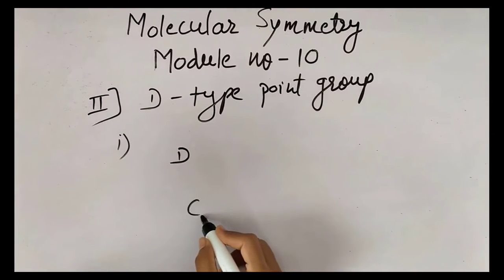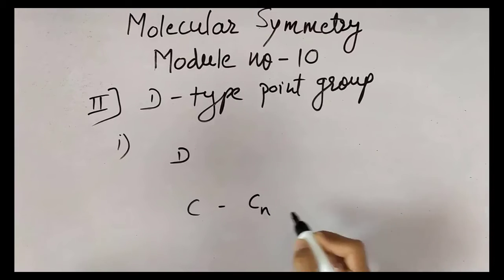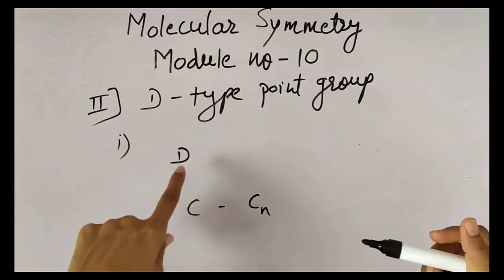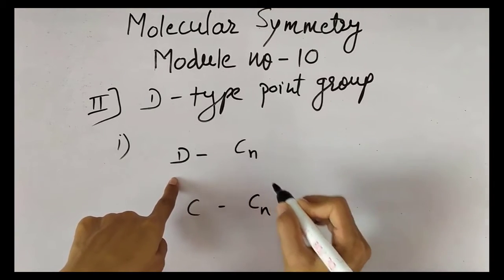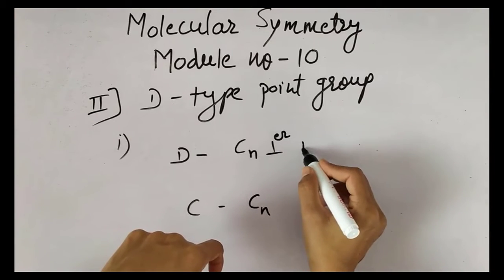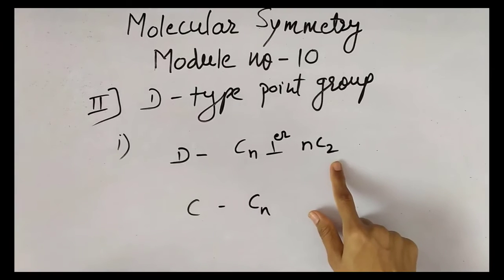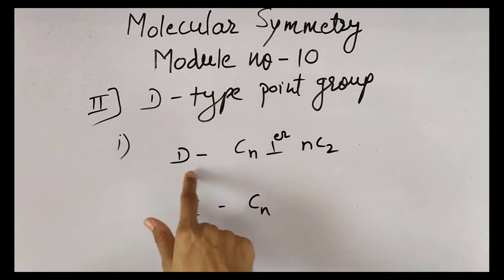For having C type of point group, we need to add just a Cn rotational axis, whether it is Cn, Cnv or Cnh. But in order to have D type of point group, we should have a Cn rotational axis which is perpendicular to n number of C2 subsidiary axes. This is the definition of D type of point group.